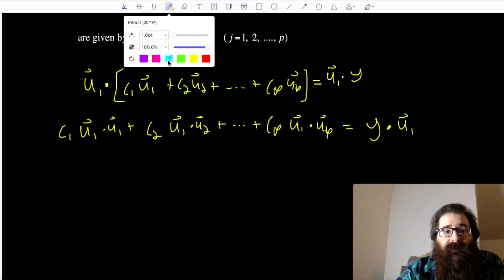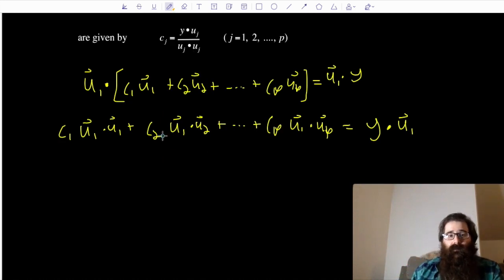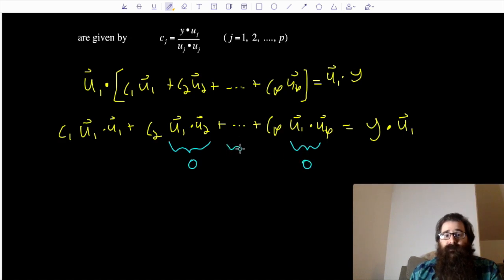is that whenever I'm dotting two different vectors from my orthogonal set, for example, u sub 1 dotted with u sub 2, that's going to give me 0. U sub 1 dotted with u sub p, that's going to give me 0. All of these pieces inside here that I haven't written the specifics to are going to give me 0. And the only time that's not going to happen is when I dot the vector against itself.